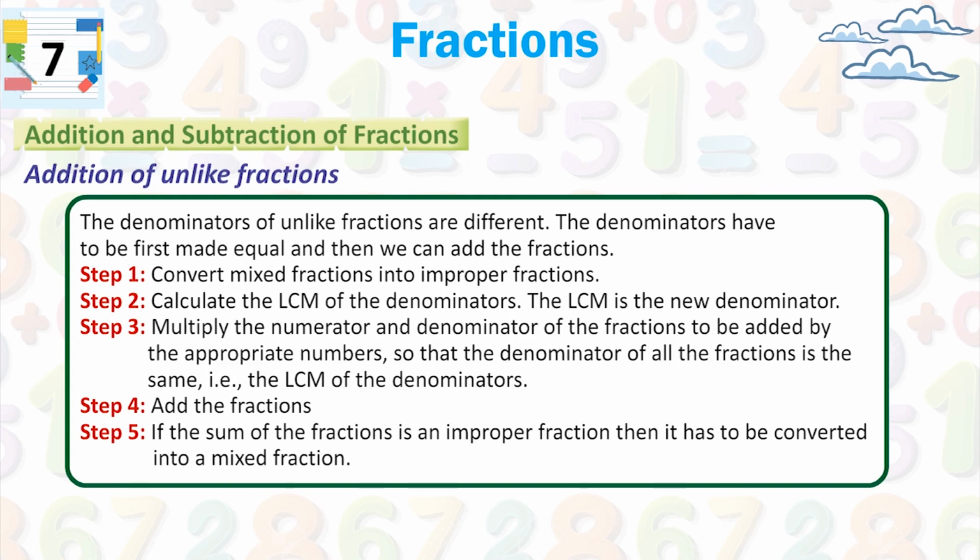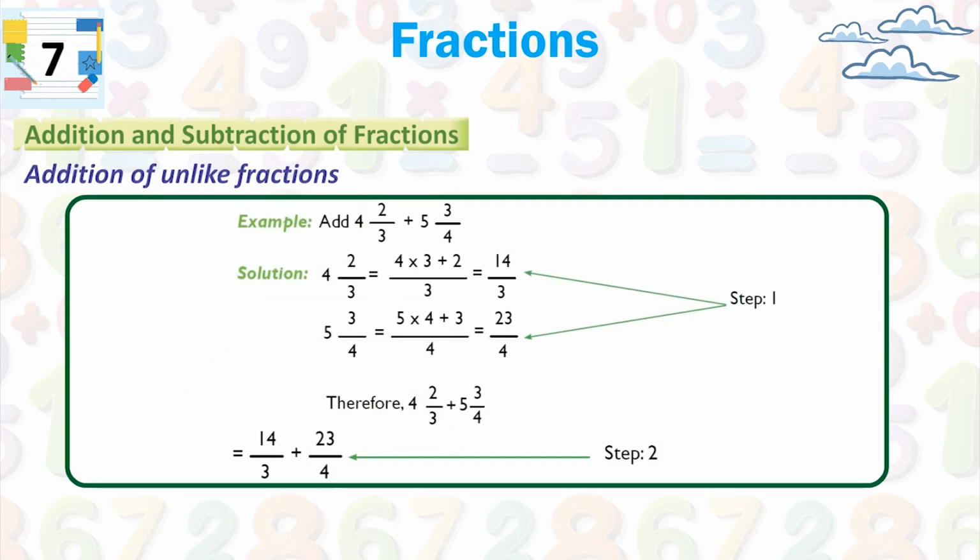Step 3. Multiply the numerator and denominator of the fractions to be added by the appropriate numbers so that the denominator of all the fractions is the same. That is, the LCM of the denominators. Step 4. Add the fractions. Step 5. If the sum of the fractions is an improper fraction, then it has to be converted into a mixed fraction.